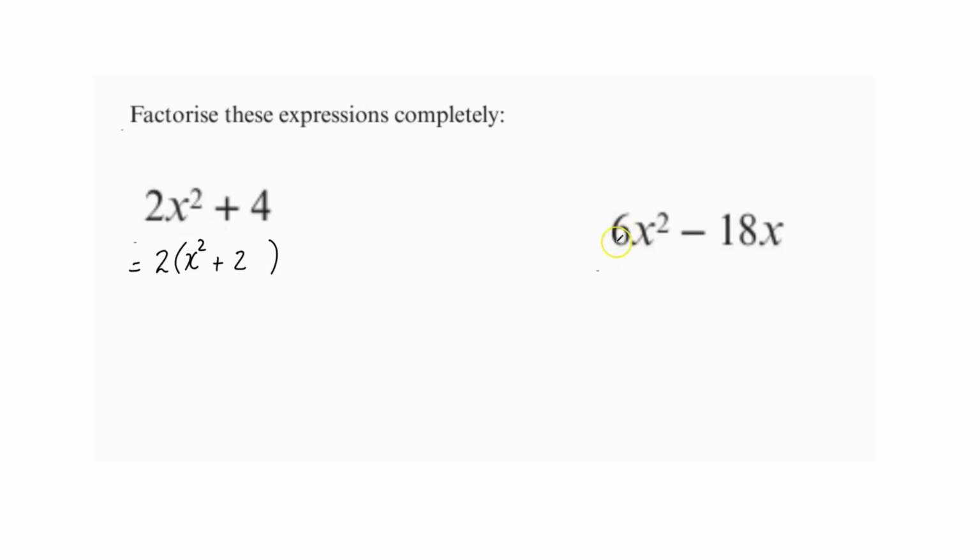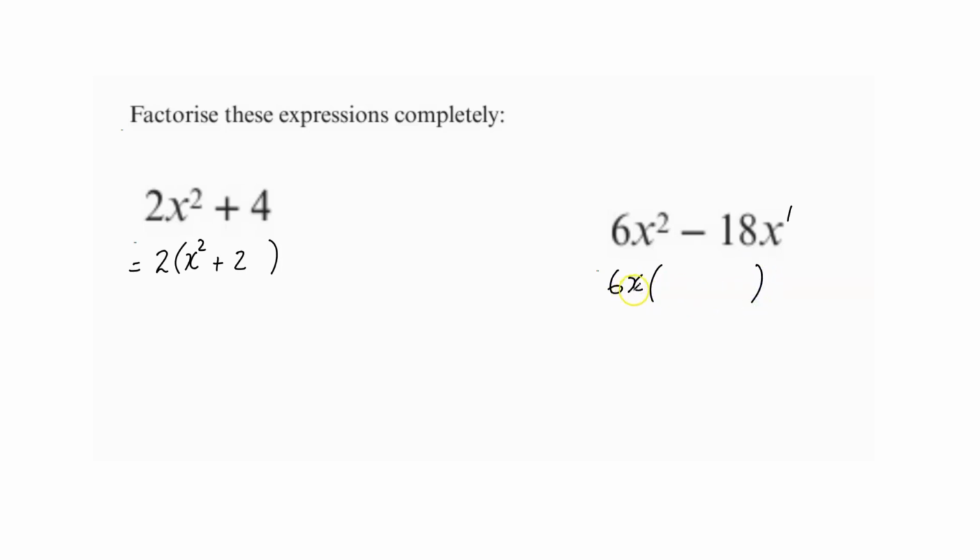Well, the highest common factor of 6 and 18 here would be 6. So that would be the first one. And then we have x squared and x. The highest common factor here would be x. The simplest way to put it is that we always choose the term with the lowest power. So this here would be just x, or x to the 1. So that's the highest common factor. We put that outside the bracket.